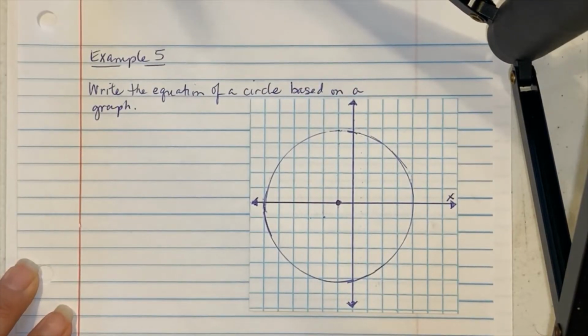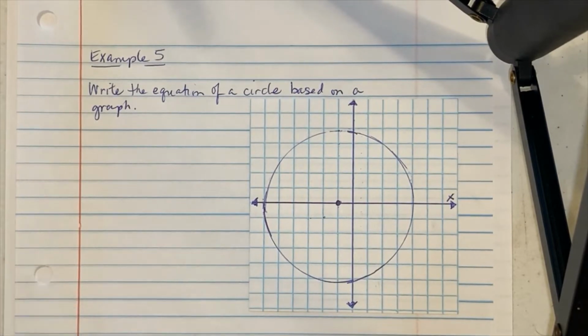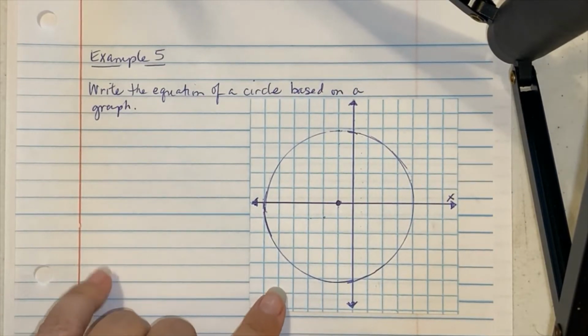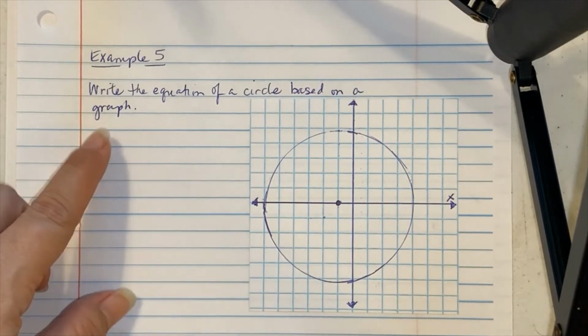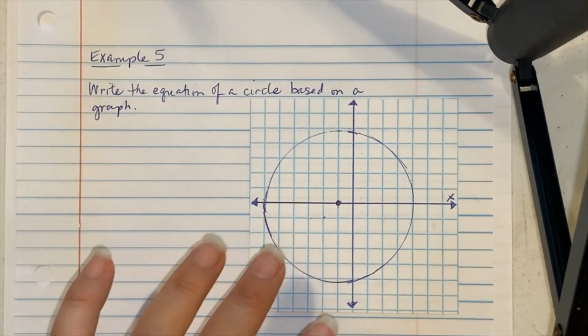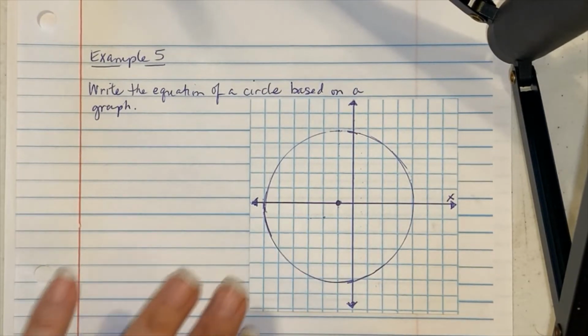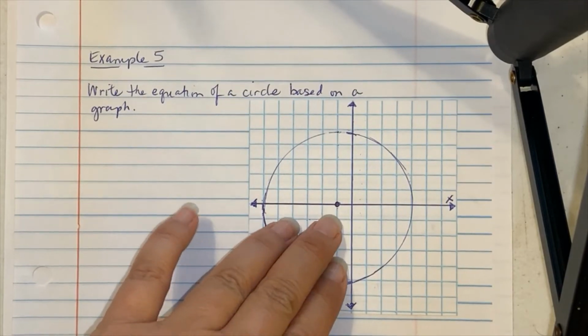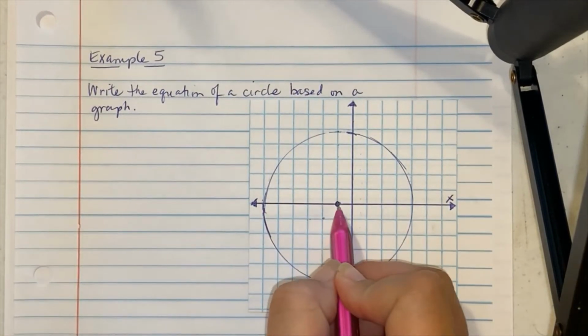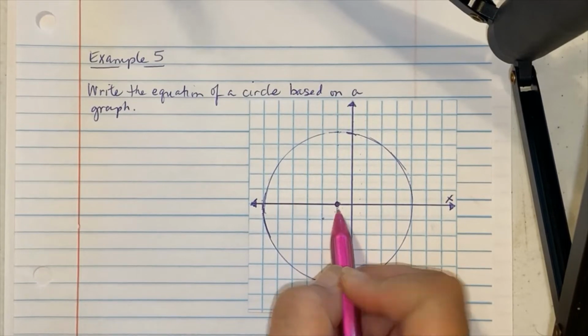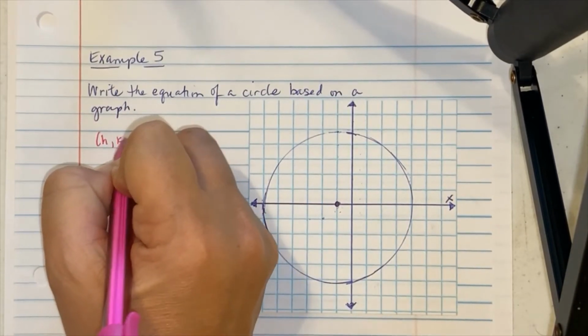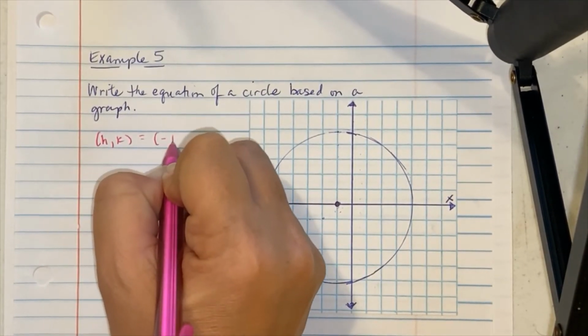Okay, so example 5. What if you are given a picture of a circle on a coordinate grid, and they want you to write the equation of a circle based on the graph? So the first thing you want to know is locate your center, which is your HK. And when I look here, our center HK is located at negative 1, 0. So I'm going to say that HK is at negative 1, 0.